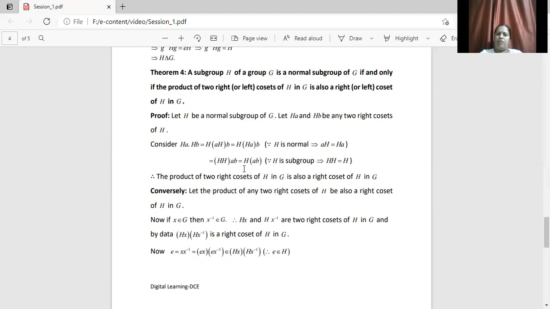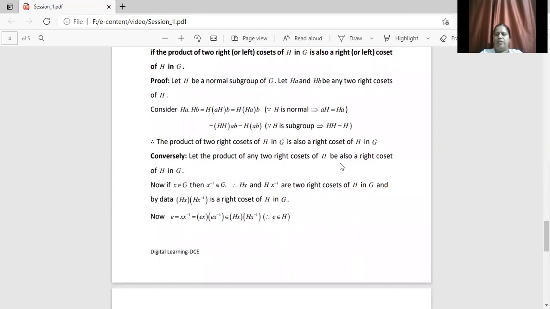Hence, the product of two right cosets of a group G is again a right coset of H in G. Conversely, let the product of any two right cosets of H be also a right coset of H in G. That means, conversely, we'll assume that the product of any two right cosets of H is again a right coset of H in G. Then we'll show that H is a normal subgroup of G. For that, we'll have an element x from G. If x belongs to G, then x inverse also belongs to G, because G is a group, so for every element of G there is an inverse.